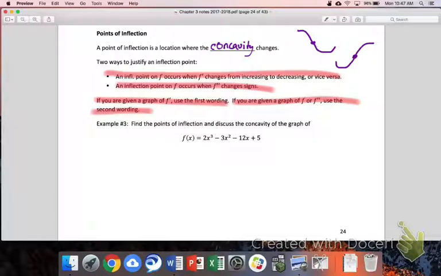Okay, so an inflection point happens when f prime changes from increasing to decreasing or vice versa. An inflection point on f happens when f double prime changes signs. Do you have any questions about either of those? I think the video covered those a little bit. But do you have any questions?